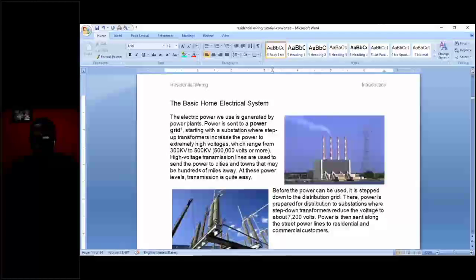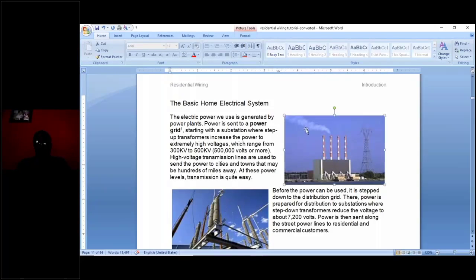So let's look at the basic home electrical system. The electrical power we use is generated by power plants. I'm sure we know. Okay, for some of us that don't know, this is a picture of what a power plant is.